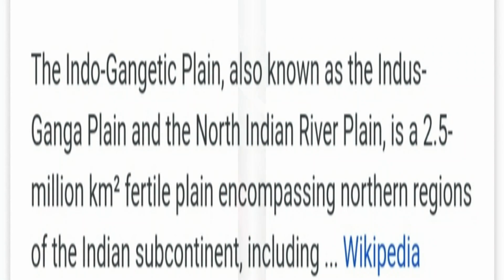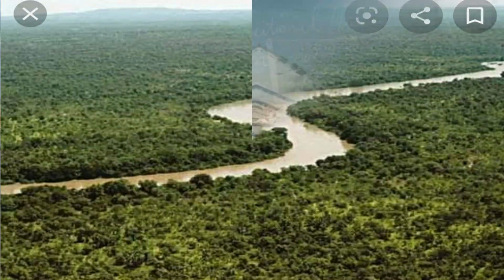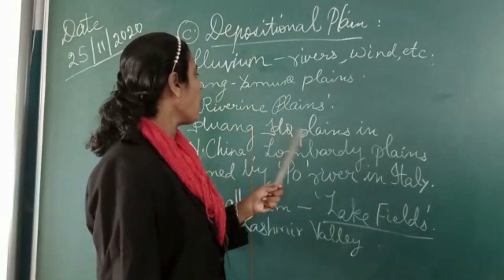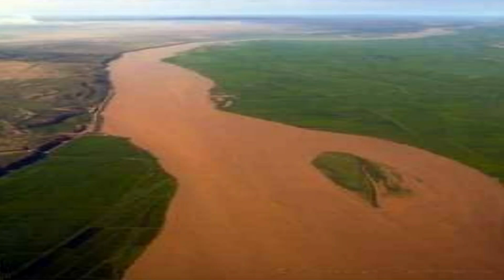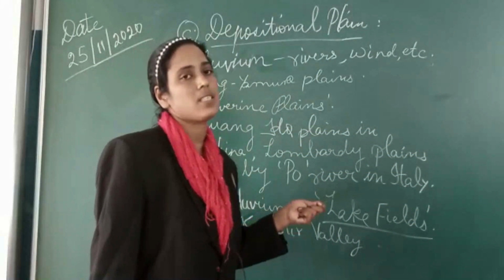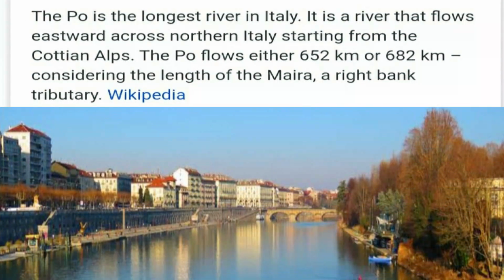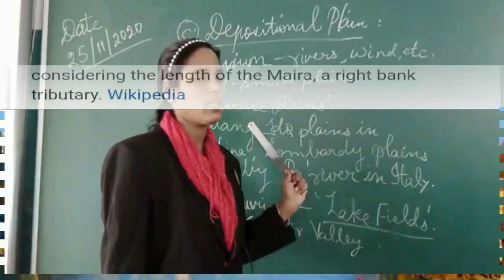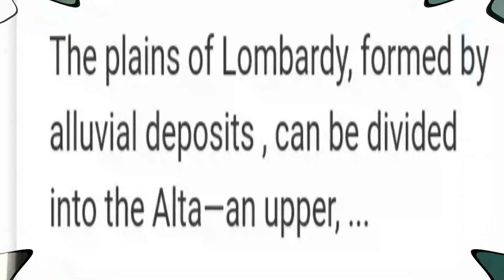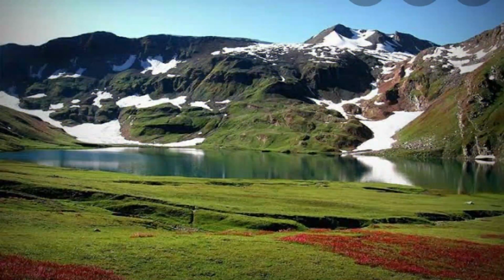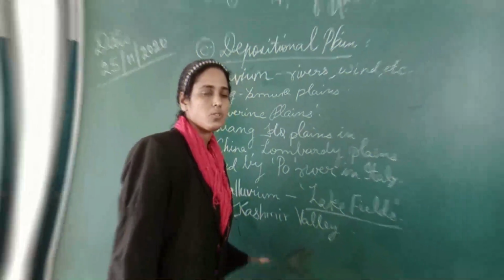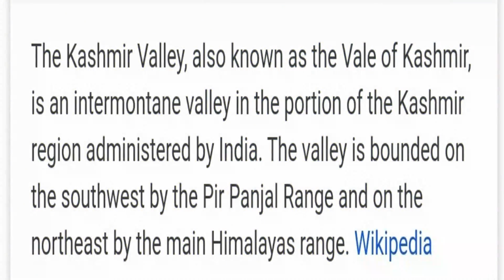These depositional plains are also known as riverine plains. Riverine plains or depositional plains are one and the same. The Huanghe plains in North China and the Lombardy plains formed by the Po river in Italy are also examples of depositional plains. Then some of the plains are formed by alluvial deposits from the alluvium of lakes, not rivers. They are known as lake fields. Example, the Kashmir Valley of India is formed due to the alluvial deposits.